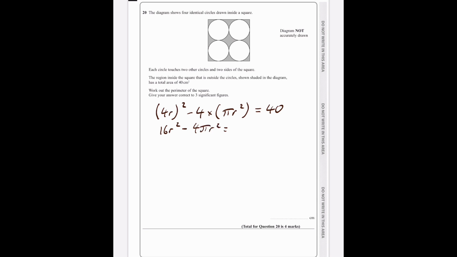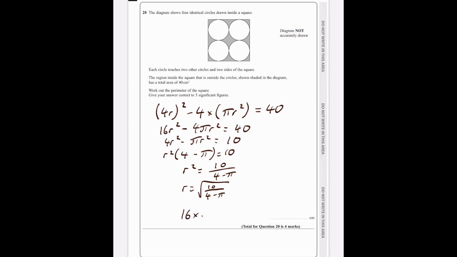which the question tells us is 40. 4r all squared is 16r squared, subtract 4 pi r squared is 40, and divide everything by 4. And then I'm going to factorise out an r squared. So r squared lots of 4 minus pi will be equal to 10. If I divide both sides by 4 minus pi, we'll get that r squared is 10 over 4 minus pi, and square root both sides.